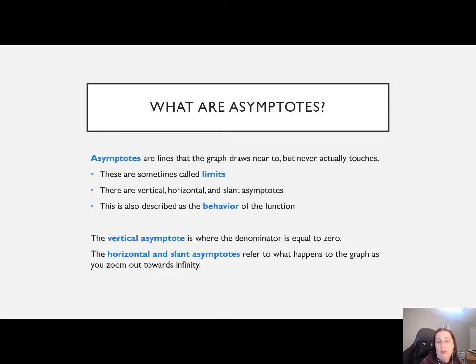So one of the other things that we talk about when we analyze rational functions are asymptotes. So what are asymptotes? The word has a silent P. I sometimes say "asymptote," but it's basically a silent P. The dictionary or spell check always tells me this word doesn't exist. It exists, it's just for whatever reason not in spell check. But these are lines that your graph goes near but never actually touches.